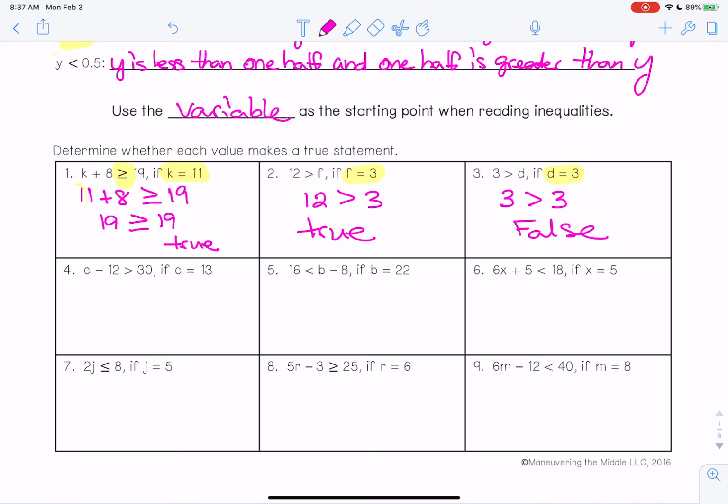Go ahead, I want you to do 4 through 9. Pause the video, do 4 through 9, see what you get, and then when you're ready to check your answers, go ahead and resume the video. Pause the video now.